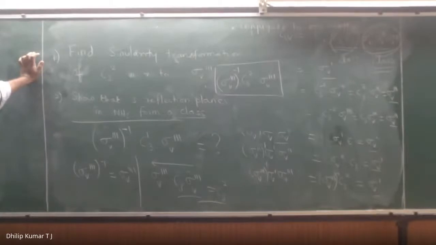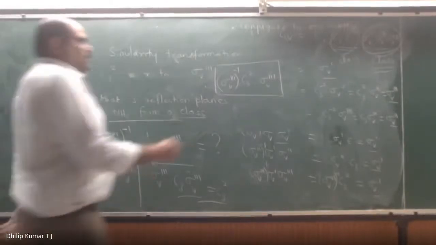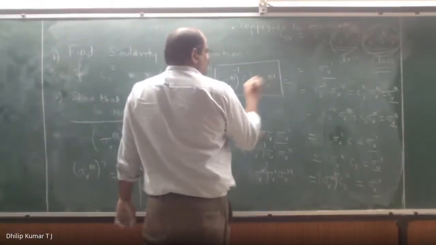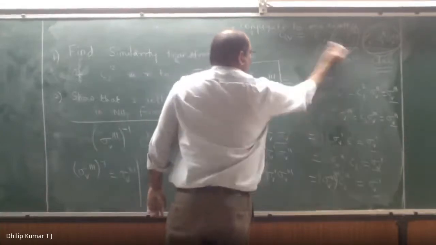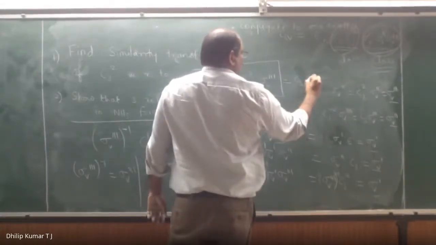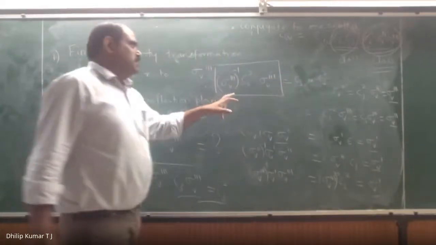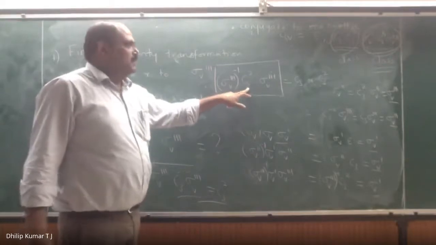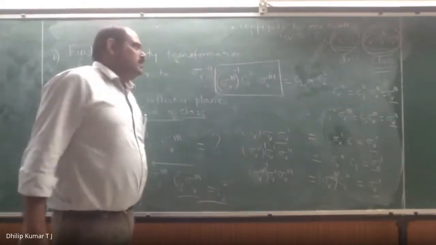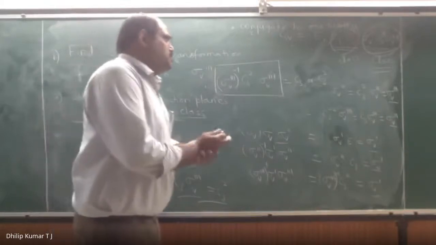Sir, you said V is a similarity transformation of A with respect to X. What does that mean, sir? So that's the terminology used. Here also, the answer could be C3 or C3 squared only. So we say C3 is a similar transformation of C3 squared with respect to sigma v triple prime. This is the terminology used.